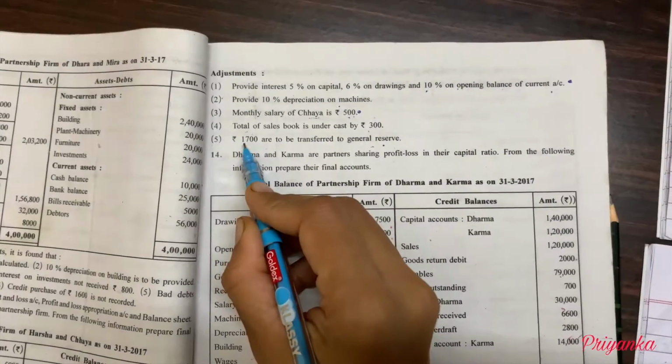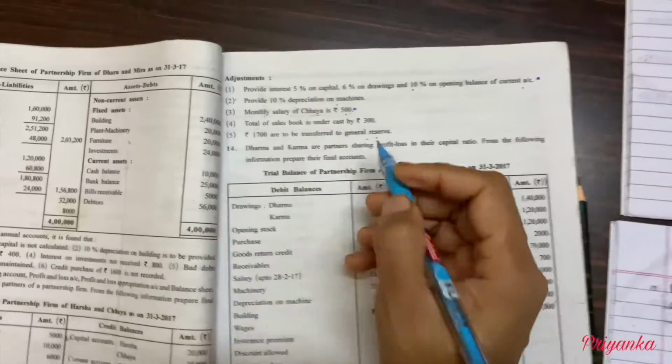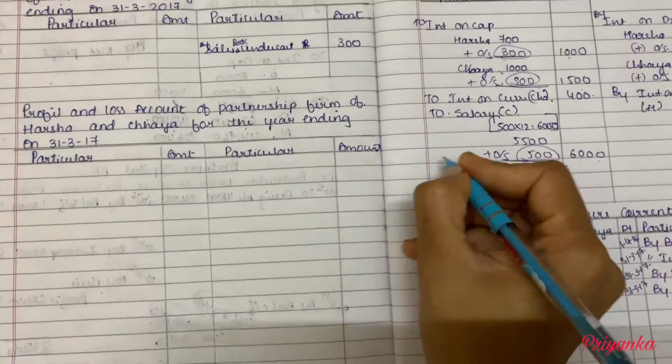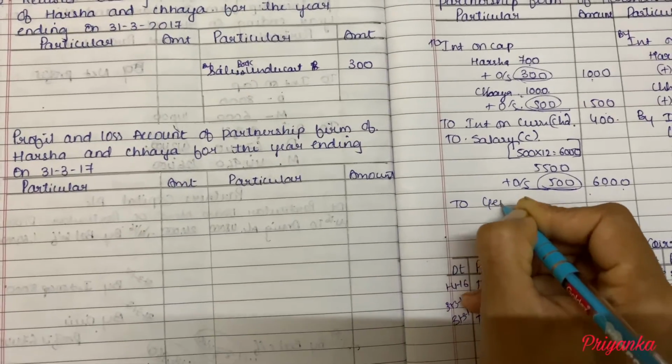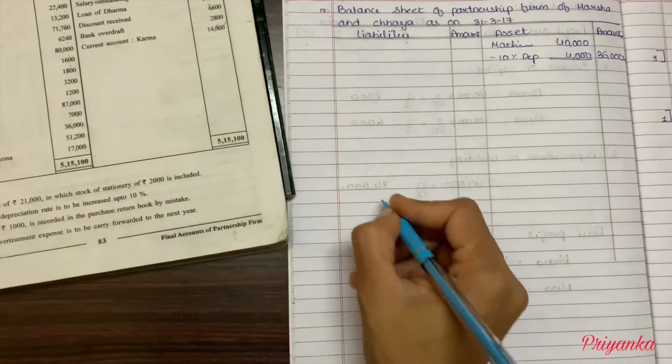Next adjustment, rupees 700 are to be transferred to general reserve. So here the first entry will come over here to general reserve 700, and another entry will come on your liability side.